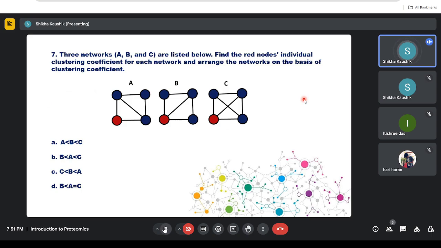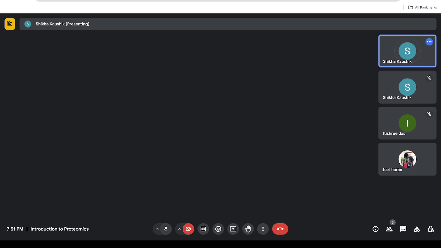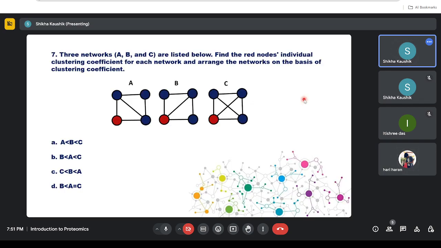Okay, fine. Let's start with A. In A, how many neighboring, I mean, how many neighboring links do the red nodes have? Two. And how many links are there between the neighbors? So that's the NV we calculate. Is there a link between the neighbors in A? Yes. So here there is one link.